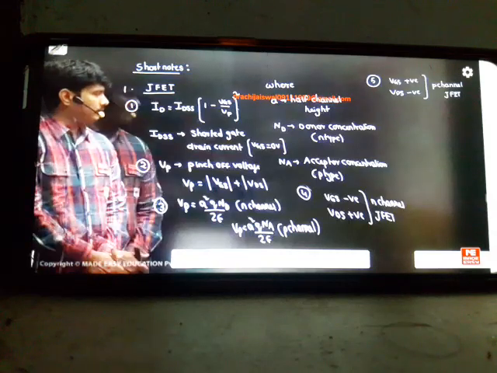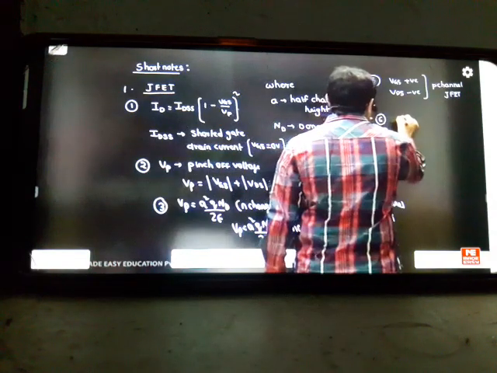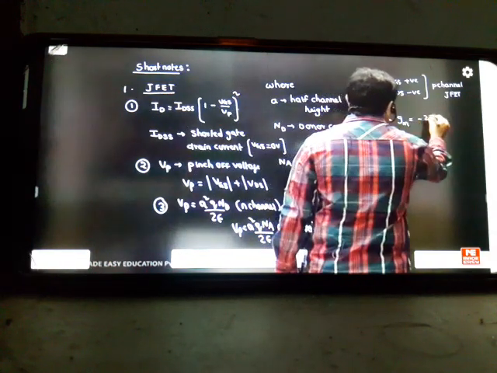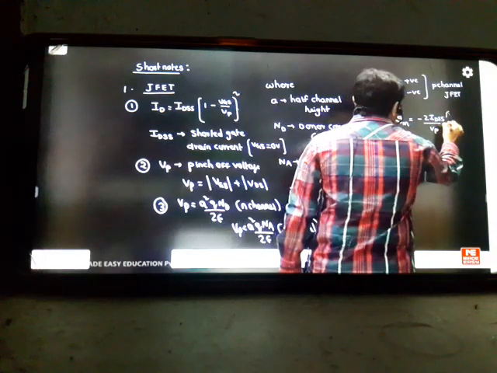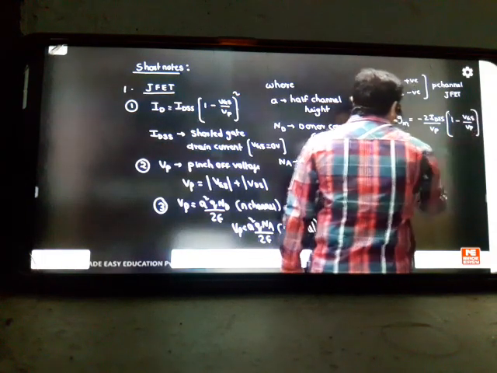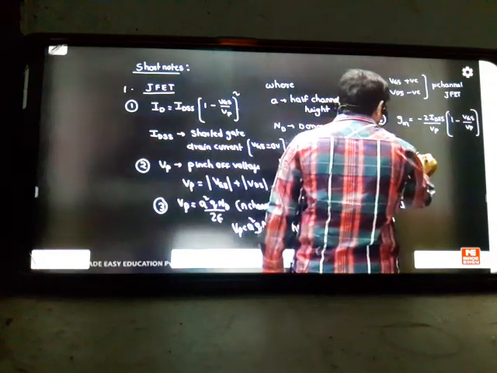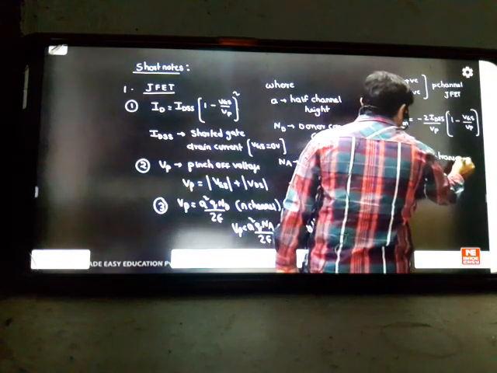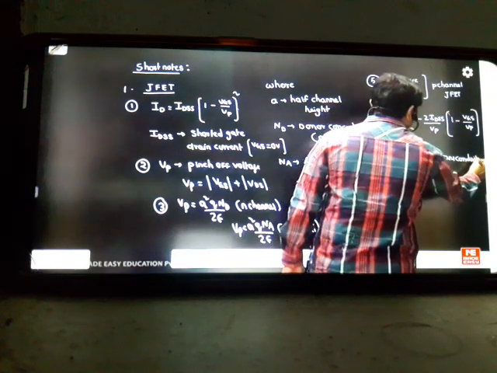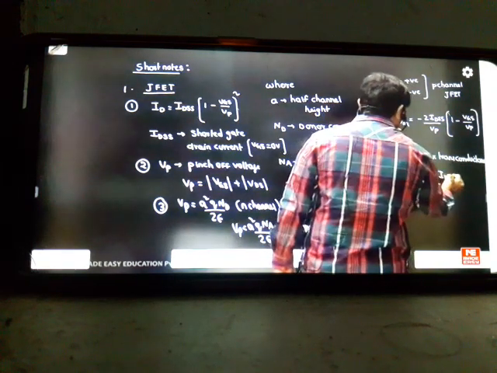One more formula you can add here, that is the GM formula we have created. GM is equal to -2 IDSS divided by VP into 1 minus VGS divided by VP. This is the formula of GM. GMO is called the maximum transconductance. Maximum transconductance is equal to minus 2 IDSS divided by VP.